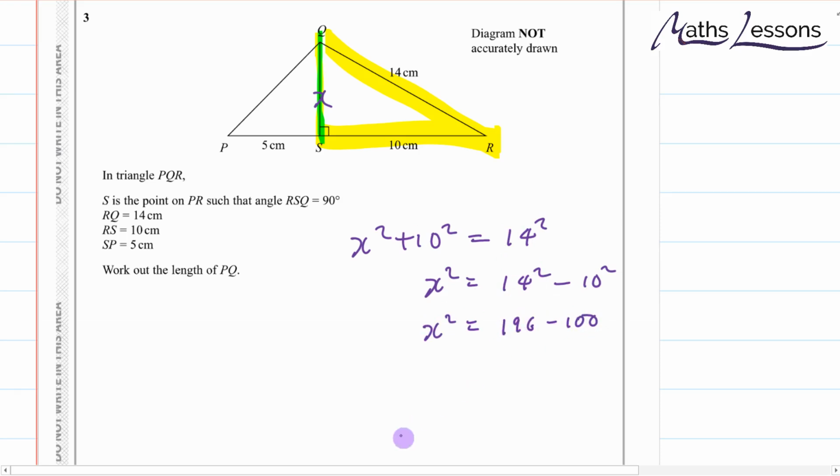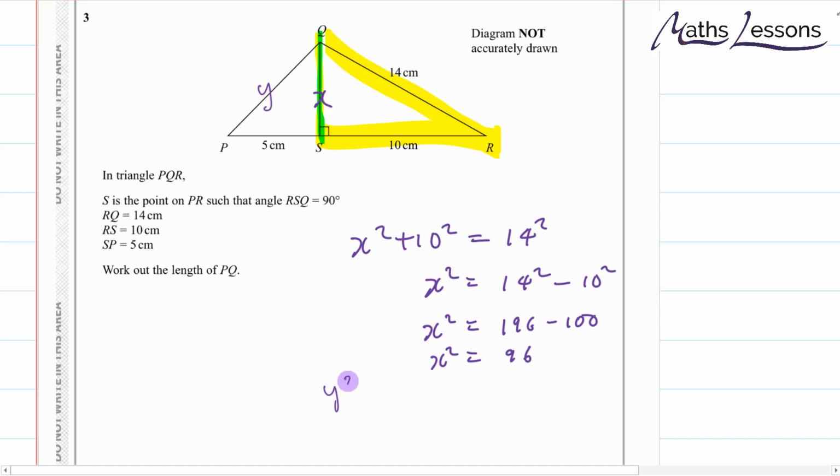So x squared equals 196 minus 100. Probably should know that 14 squared is 196. So x squared equals, not 196, 96. 100 away from 196 is 96. Now, I'm not going to bother to square root that because I'm going to need 5 squared plus x squared equals this side squared. So let's call that y.